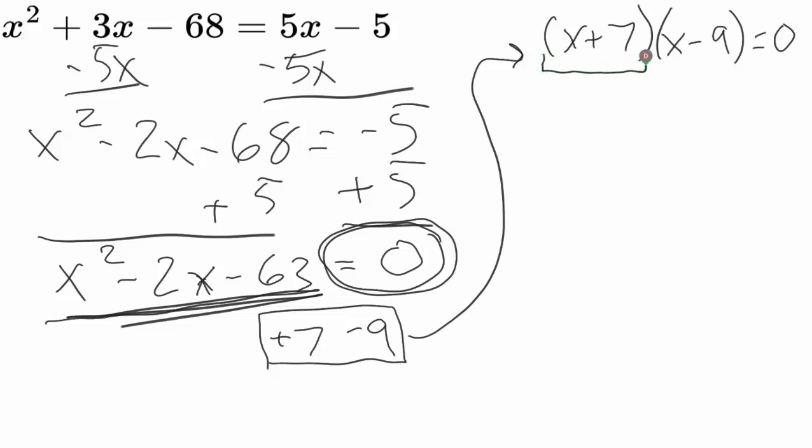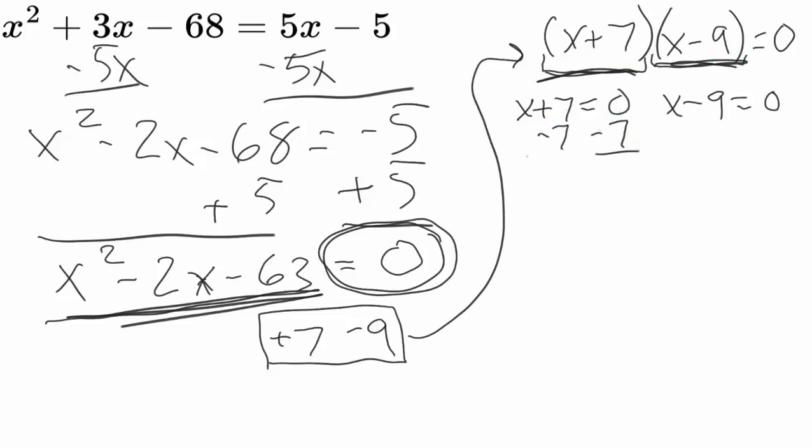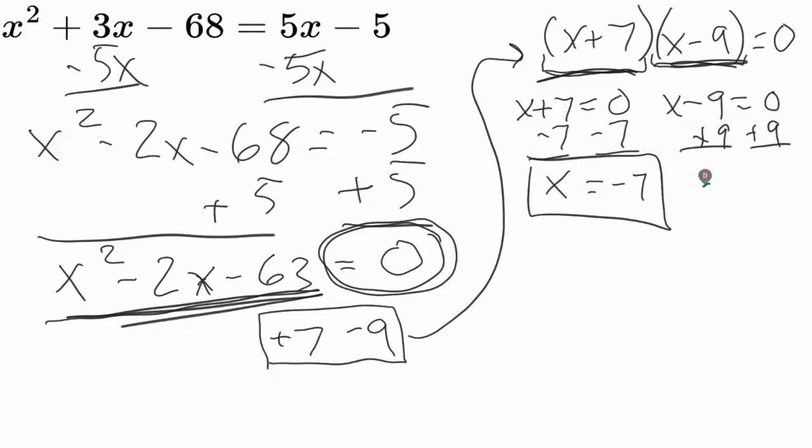I have something times something equals 0. That means either of these can equal 0. So x plus 7 can equal 0, and x minus 9 can equal 0. So I set each of my factors, this x plus 7 equal to 0, and I set my x minus 9 equal to 0. And now I can solve each of these. So I subtract 7 from both sides. X equals negative 7. And then I'm going to add 9 to both sides. And x equals 9. So there are our two answers.